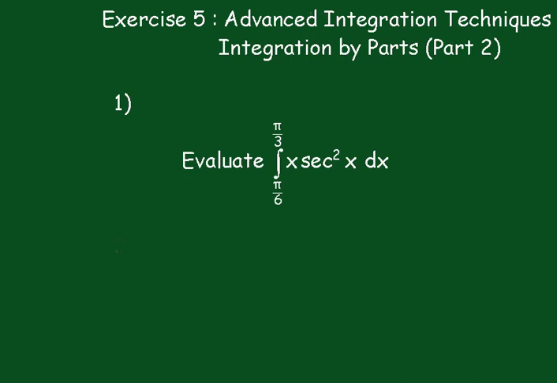Exercise 5, Advanced Integration Techniques, Integration by Parts, Part 2. Number 1. Evaluate the integral between pi upon 3 and pi upon 6 of x sec squared x dx. Now write it out, I'll just pause the video.